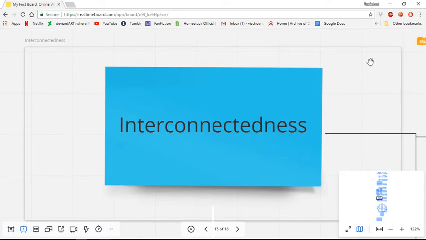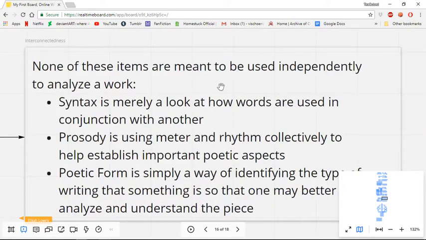Interconnectedness. So none of these different methods of writing should be used by themselves to analyze a work. So syntax by itself is just looking at how words are connected. And prosody is meter and rhythm. And poetic forms are types of structures that you use to write a piece. But they are required to be used together in order to get the full idea of what a piece is supposed to mean.